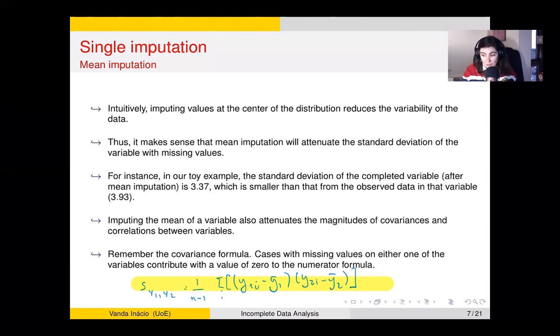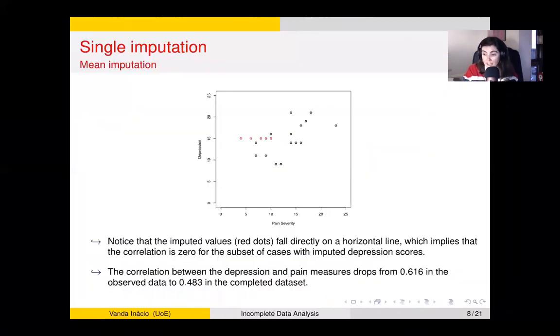Imagine that the depression score is represented by the variable Y2. For the individuals whose data we have imputed with the mean, we know that their value minus the mean of the variable will be 0, because we have imputed the value exactly with the mean. So the numerator contributes a 0 for those individuals with imputed values, and that's why we are attenuating the covariances. Also, in the scatter plot of the pain severity scores against the depression scores, the black dots are our observed data and the red dots are the imputed data. We immediately see that the imputed values fall on a horizontal line, which implies that the correlation is 0 for the subset of individuals with imputed depression scores.